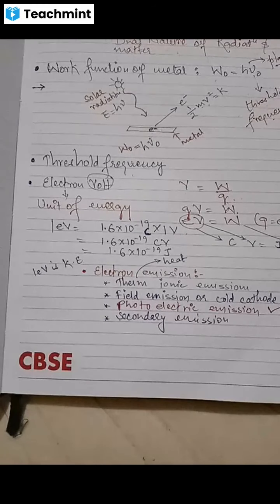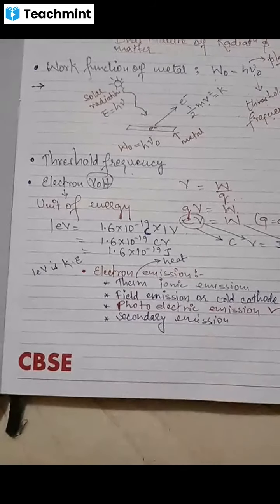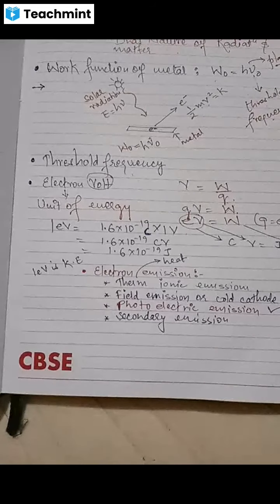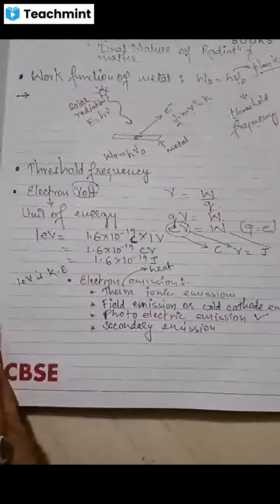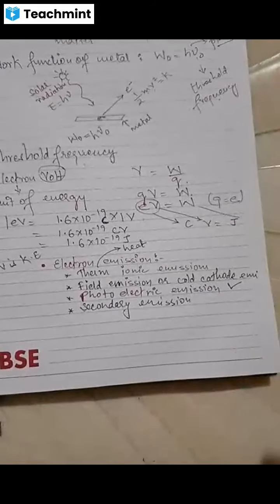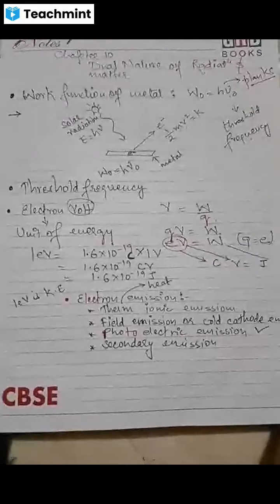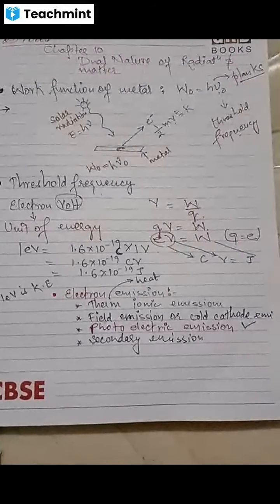The first very basic category of it is thermionic emission. The word therm means heat, right? When you heat a metal surface, an electron starts ejecting out from the metal surface, then you call it thermionic emission. The second one is field emission or cold cathode emission. So what is field emission? It means you apply some electric field, and because of this electric field, electrons get ejected out of the metal surface. You can call it field emission.